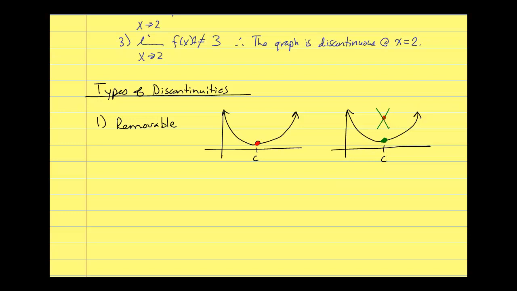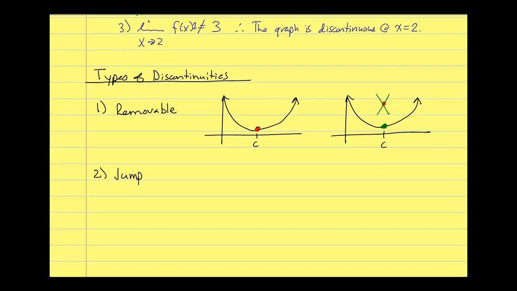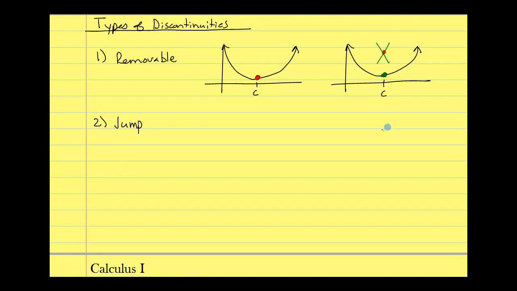Now a jump discontinuity is as it says. To get from one part of the graph to the next, there has to be some sort of a jump. So a jump discontinuity might look something like this. Filled point, hollow point. And then I can see to move from here to here, there needs to be a big jump. So I have a jump discontinuity.